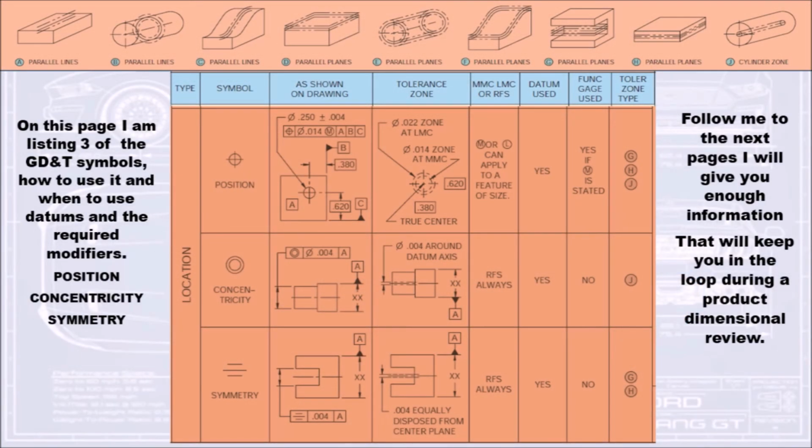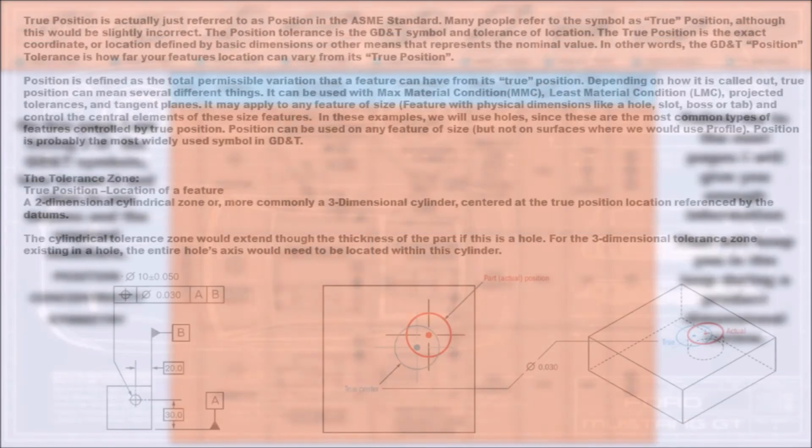On this page I am listing three of the GD&T symbols, how to use them, and when to use datums and the required modifiers. Position, concentricity, symmetry. Follow me to the next pages. I will give you enough information that will keep you in the loop during a product dimensional review.